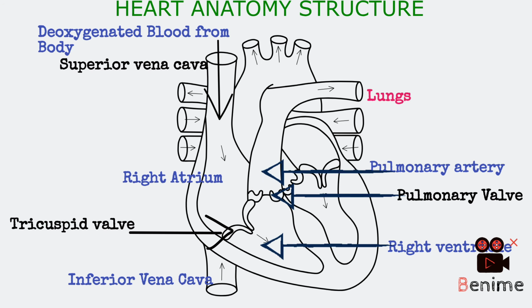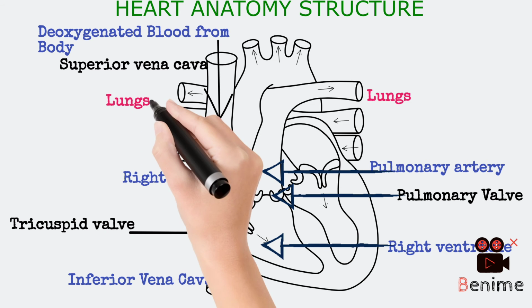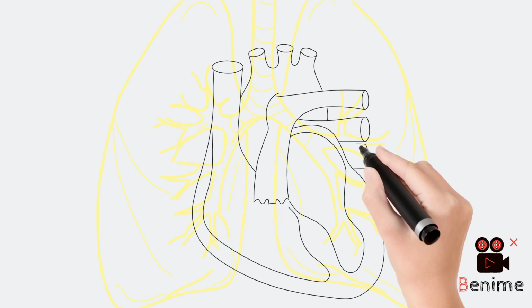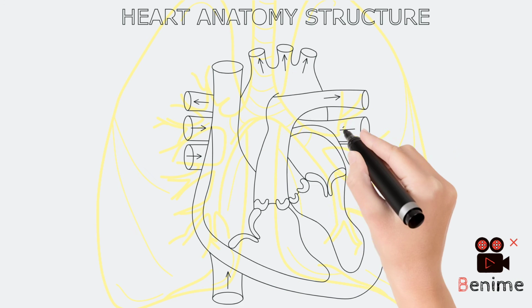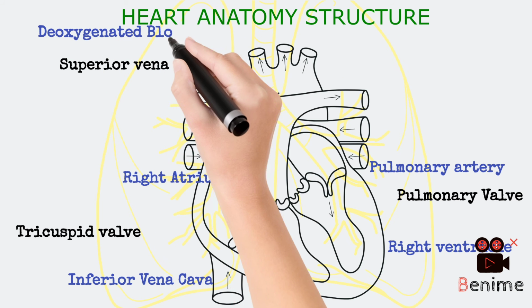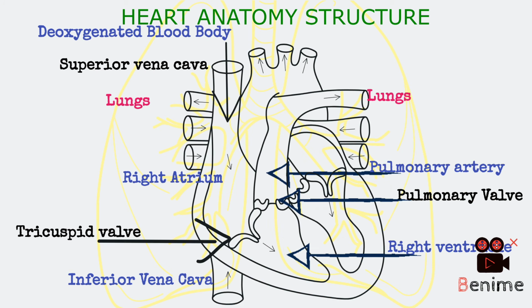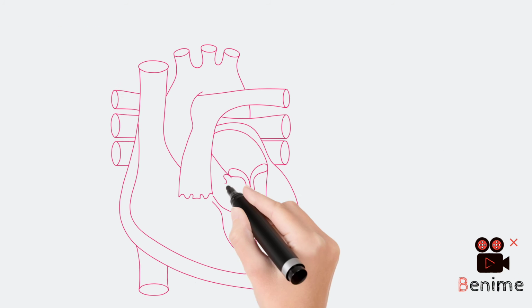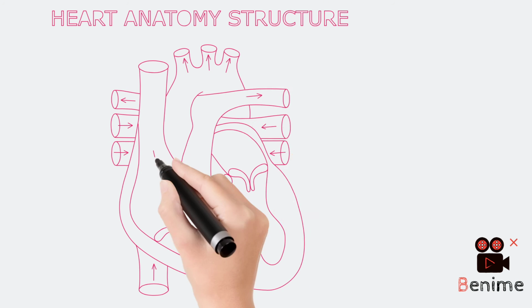So now in the lungs, blood gets oxygenated as the lungs take the oxygen from the environment. So this oxygen is then entered into the blood via the alveoli. So here is a quick review by the help of this diagram. So now we will look at the oxygenated blood flow in the heart.